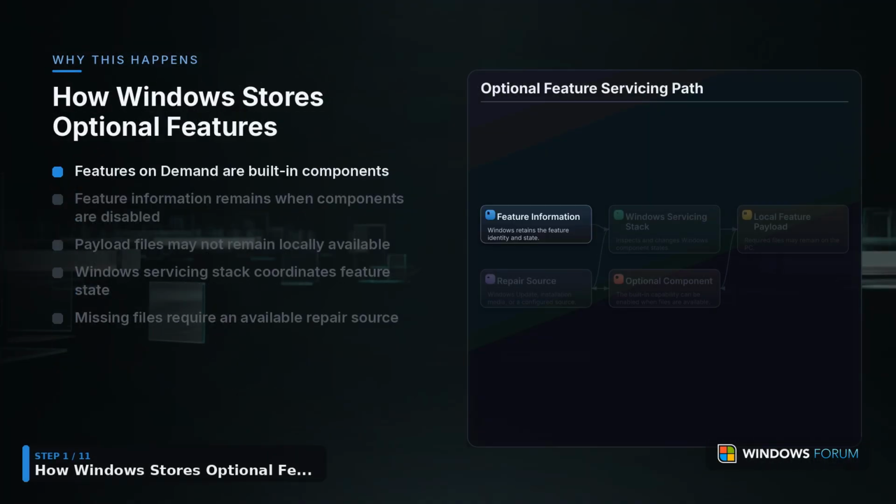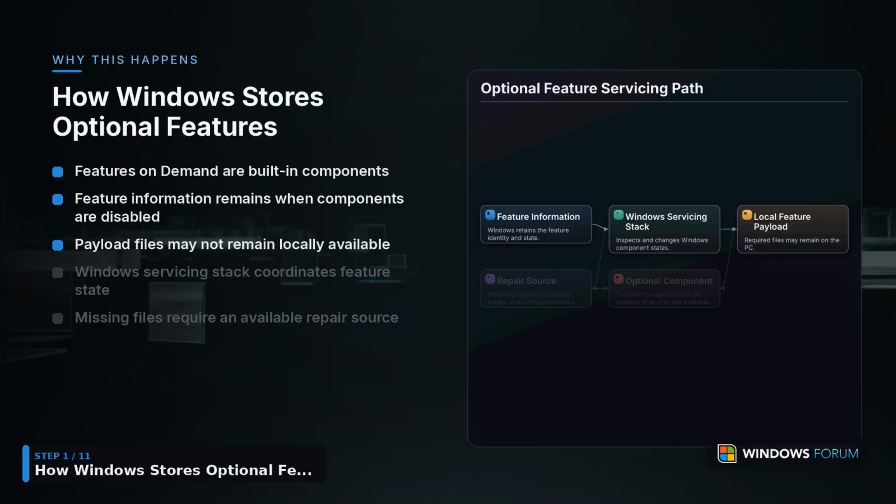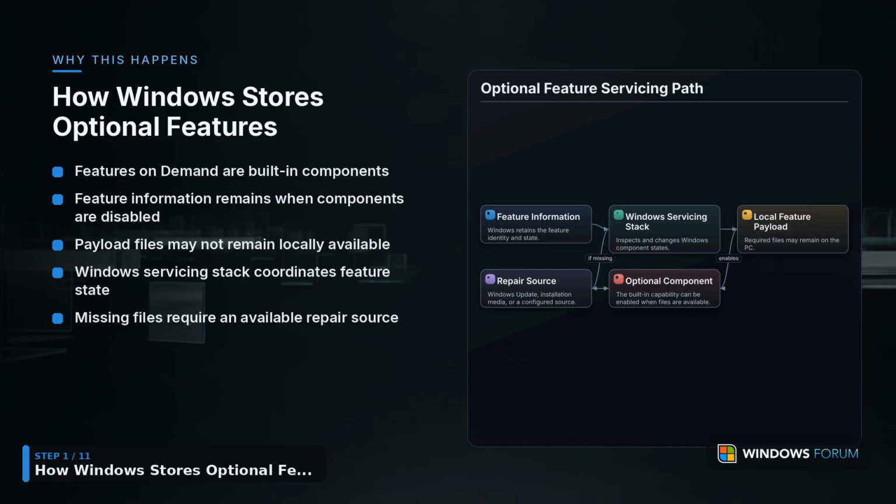Optional Windows components are commonly delivered as features on demand, so you can add capabilities without installing a separate third-party program. Windows retains information about a feature even when that feature is disabled. Its payload files may remain locally available, or they may have been removed to save space. The Windows servicing stack coordinates the component state, and when required files are missing, Windows must retrieve them through Windows Update, matching installation media, or another configured repair source.